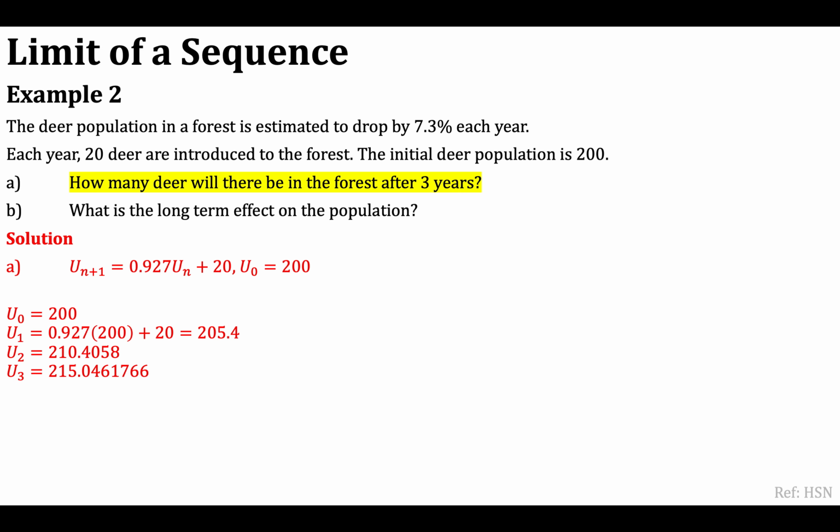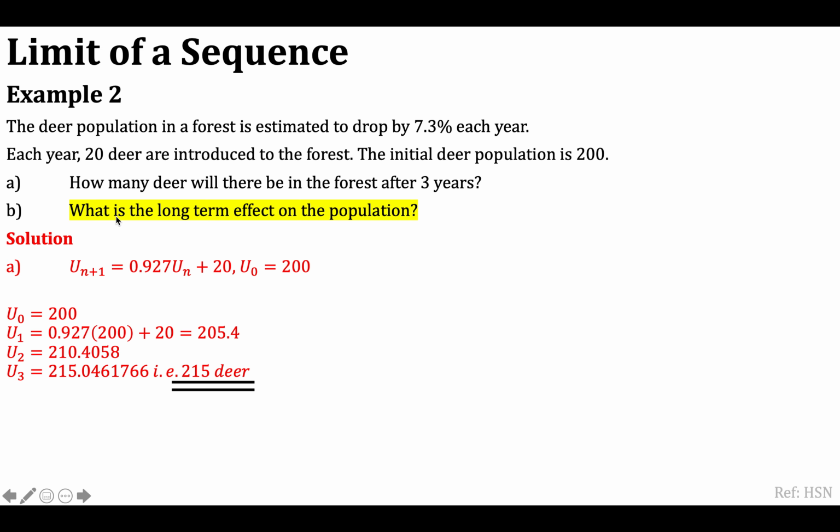Now, obviously we can't get 0.04617666 of a deer. So we need to round this. Now remember, it's a real life situation. We always need to round down. So this means that we've got 215 deer.